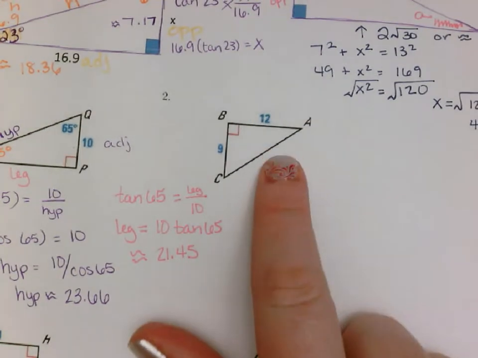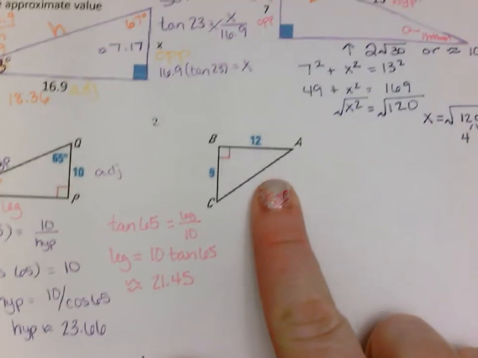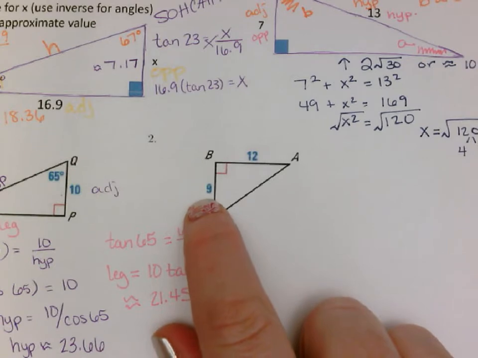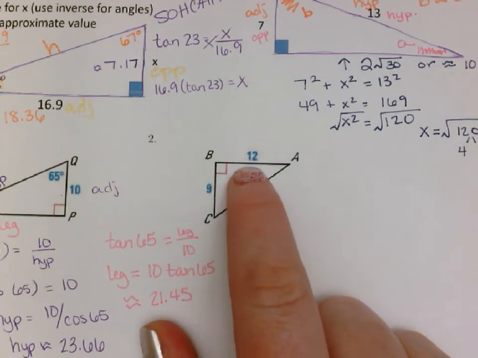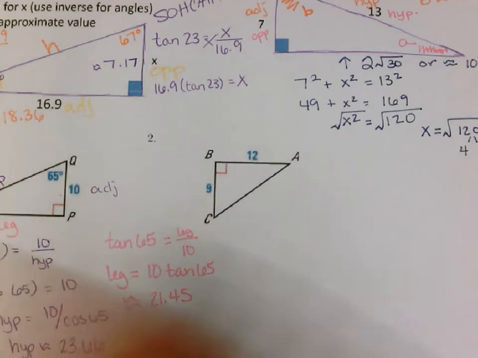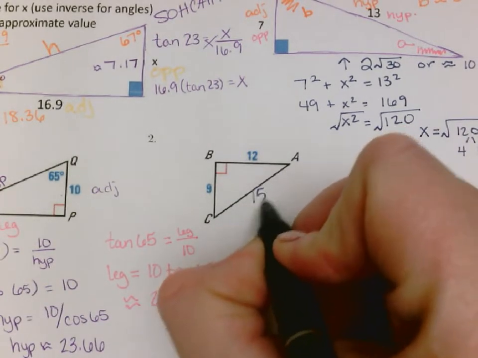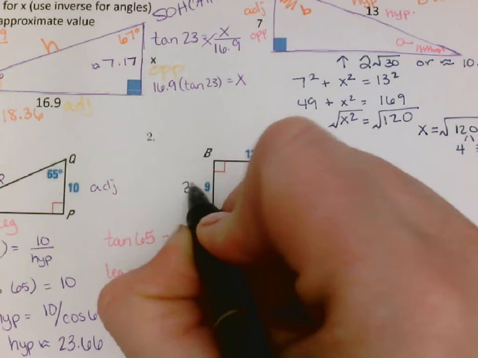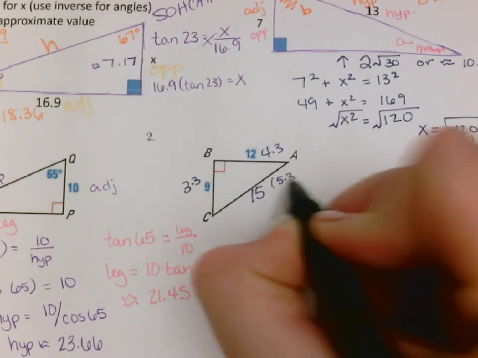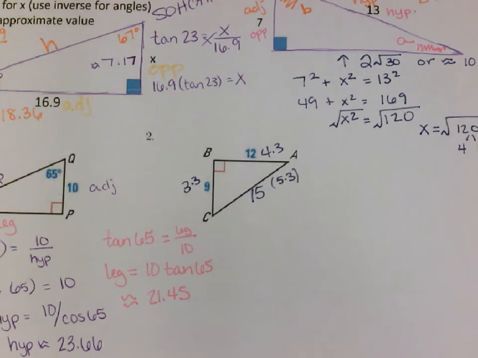Here on number 2, this is a Pythagorean triple. 3 times 3, 4 times 3, so this would be 5 times 3, so this would be 15. If not, do the Pythagorean theorem.